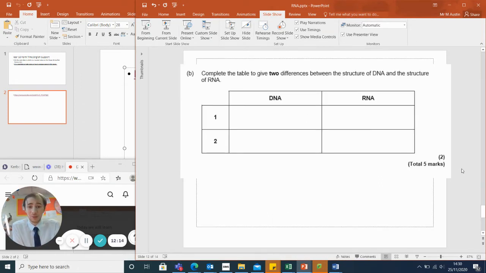And here is the classic question I told you about. Now, it's not a Venn diagram, this one. This one is a table: complete the table to give two differences between the structure of DNA and the structure of RNA. Now, that should be, I'd hope, quite straightforward. 2 marks, 2 minutes.